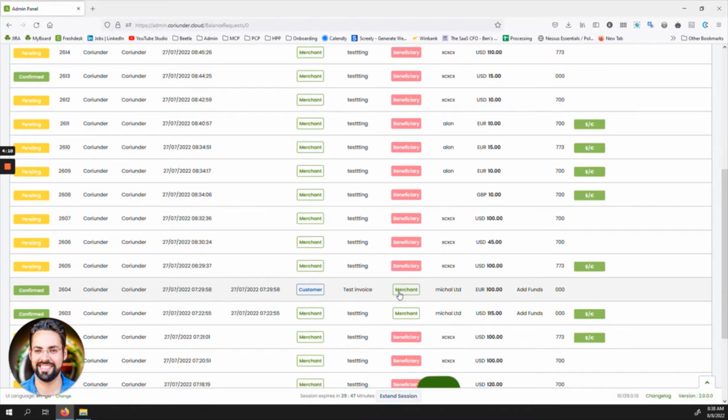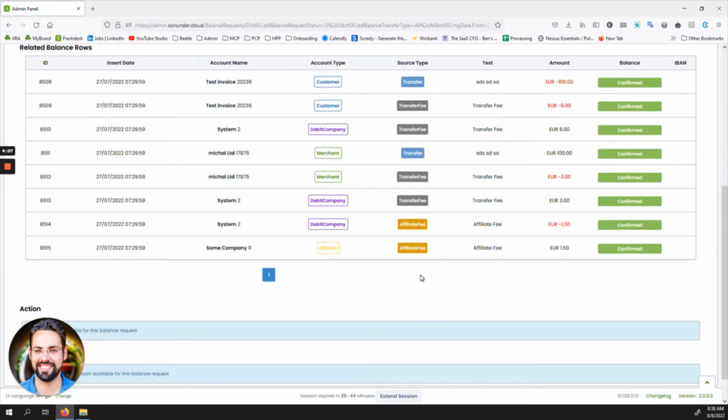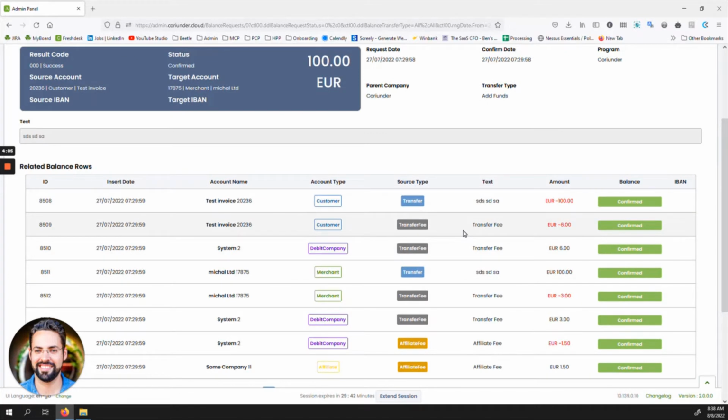While expanding that request, we'll see that it is broken down into several rows. That means what happened to the balances between the different accounts. So if we look in the example, given the fact we had a transfer from a customer to a merchant, we'll see first a deduction of minus 100 euros from the customer. The same transfer also had a fee for the sending party, meaning the source, which deducted minus 6 euros from the account. Since you are operating the admin and the system, you are what is called the debit company system, and you receive the fees that came out of that relationship.